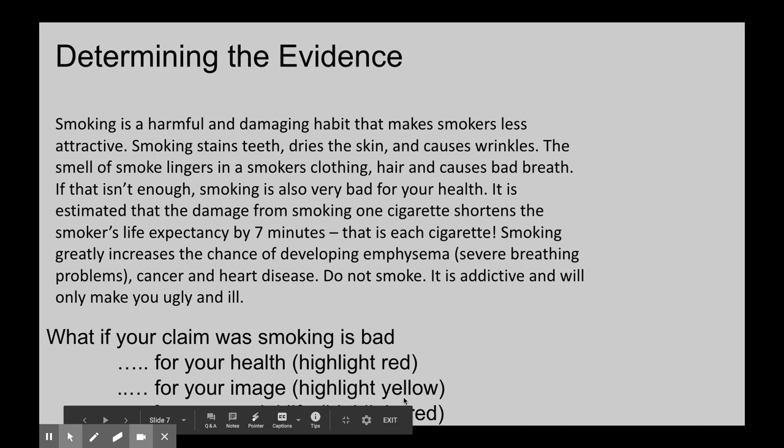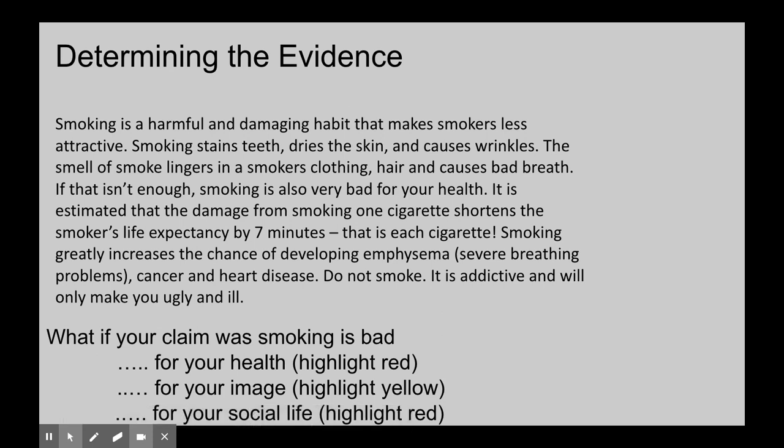So now here we have a paragraph I'd like you to read. In the paragraph, you're going to highlight the claim that supports health in red, the claim that supports your image, smoking's bad for your image, in yellow, and the claim that smoking is bad for your social life in orange. I'll give you a few minutes here.